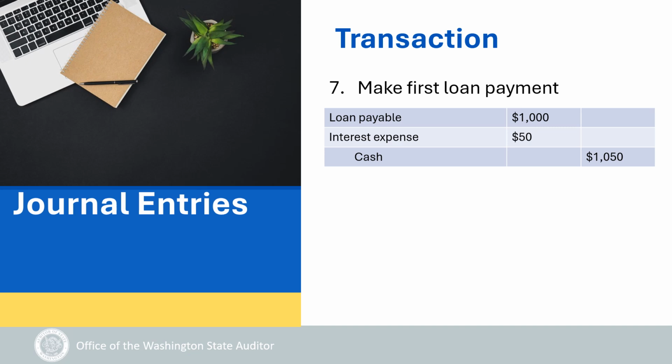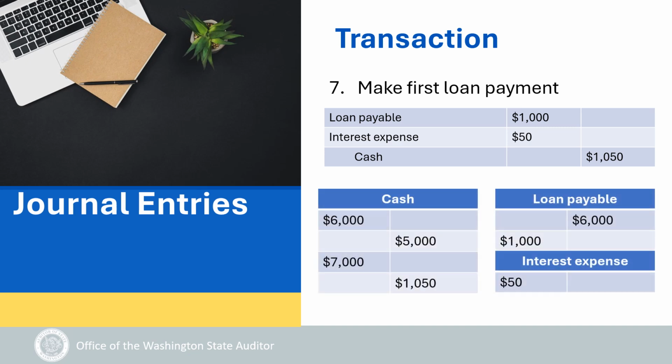We paid $1,000 on the loan for principal and $50 of interest. So the total cash outflow is the sum of those two items, $1,050. Again, we record this in our T accounts. We debit loan payable and interest expense, so those amounts get recorded in the left columns of the T accounts. We credit cash, so that amount gets recorded in the right column of the T account.